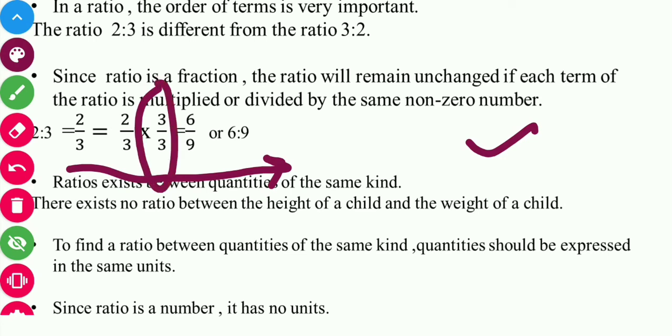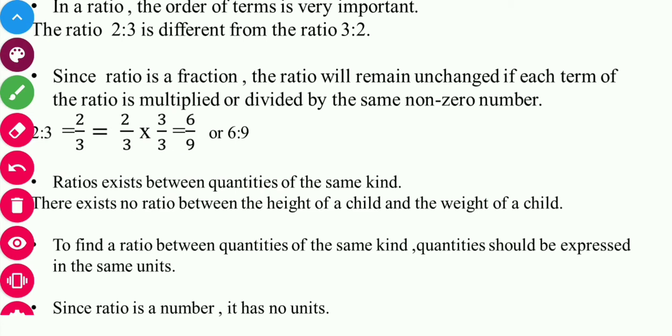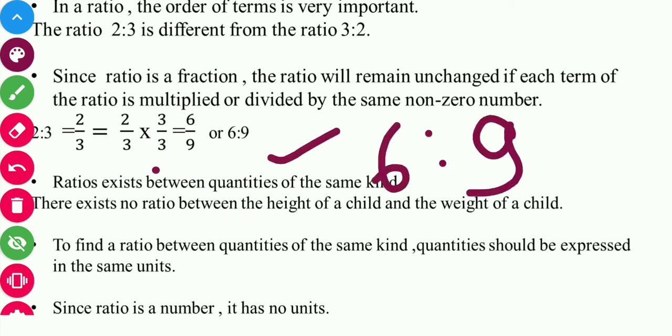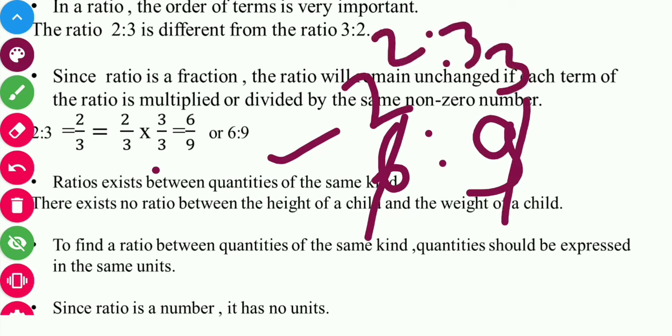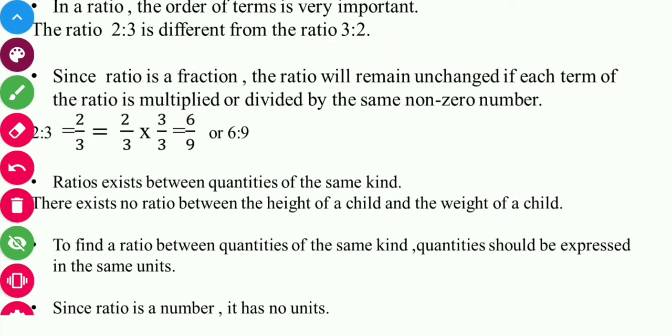So I am multiplying with 3 in numerator and in denominator. So I am going to get 3 2s are 6 and 3 3s are 9. That is 6:9. Friends, this 6:9, if you again cut, 3 2s are 6, 3 3s are 9, you are again going to get 2:3. That is the original ratio. So that means a ratio is a fraction and the ratio will remain unchanged if each term of the ratio is multiplied or divided by the same non-zero number.